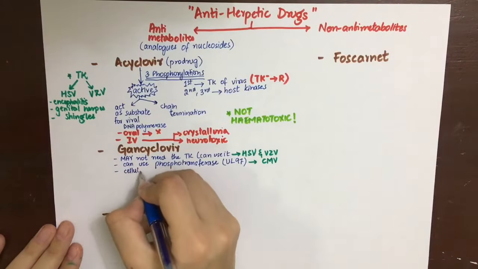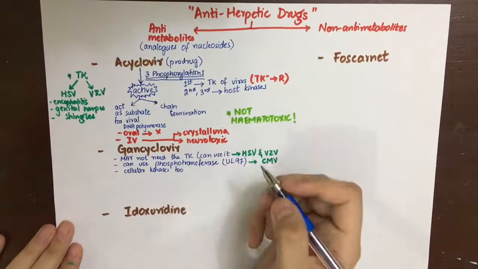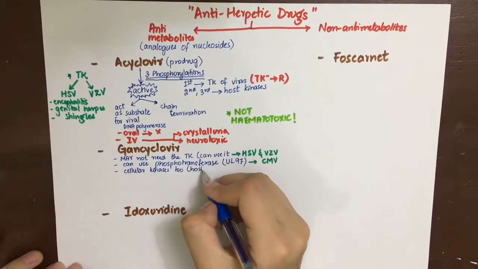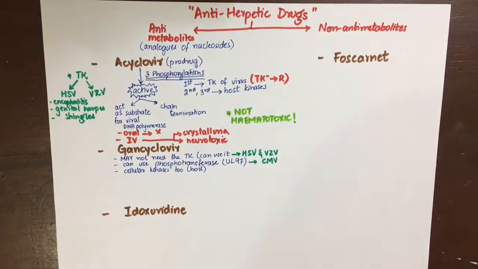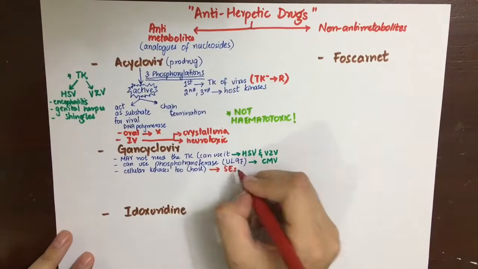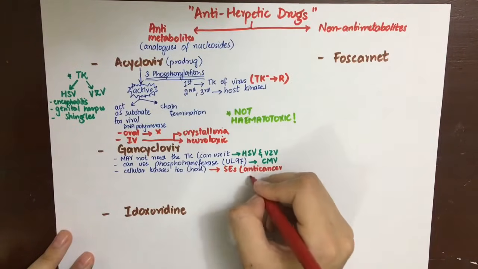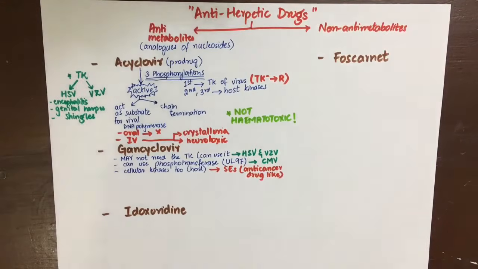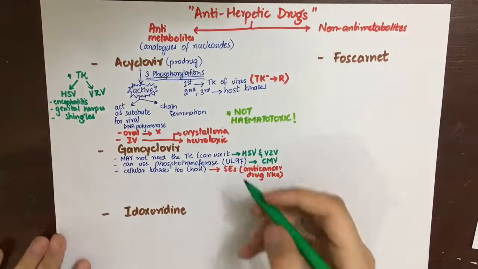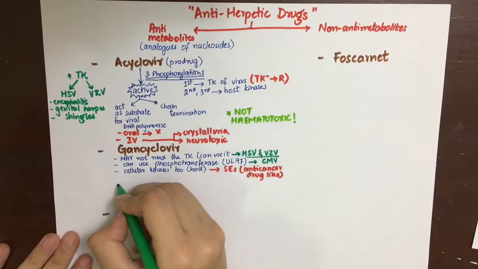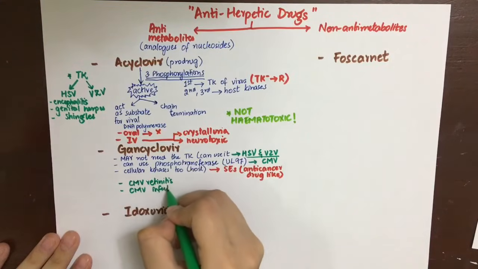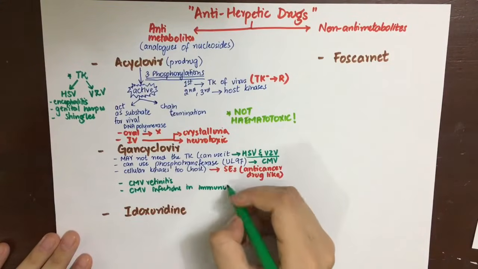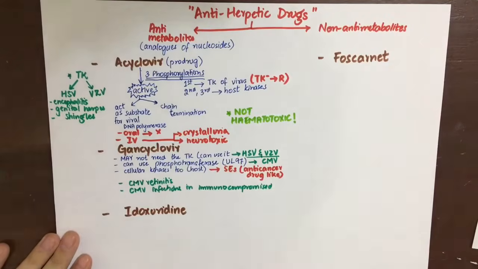It can also be phosphorylated by cellular kinases of the host cell, and thus their side effects will be anti-cancer drug-like side effects. That is, it will cause bone marrow suppression and mucositis. It can be used in CMV retinitis, CMV infections in immunocompromised patients, and as I said previously, HSV and VZV infections as well. Other side effects can include mucositis, crystalluria, just like Acyclovir, fever, and rash.